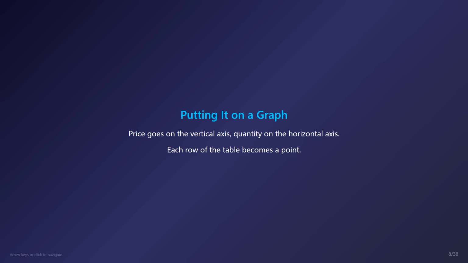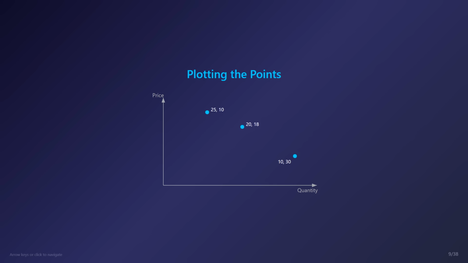Now let's put this on a graph. By convention, price goes on the vertical axis and quantity on the horizontal axis. Each row of our table becomes a single point on that graph. Here are our 3 points: 25 and 10, up at the top left where price is high and quantity small; 20 and 18 in the middle; and 10 and 30, down at the lower right where price is low and quantity large. Connect the points and we get the demand curve. It slopes downward from the high price, low quantity corner to the low price, high quantity corner. This downward slope is the visual signature of the law of demand.